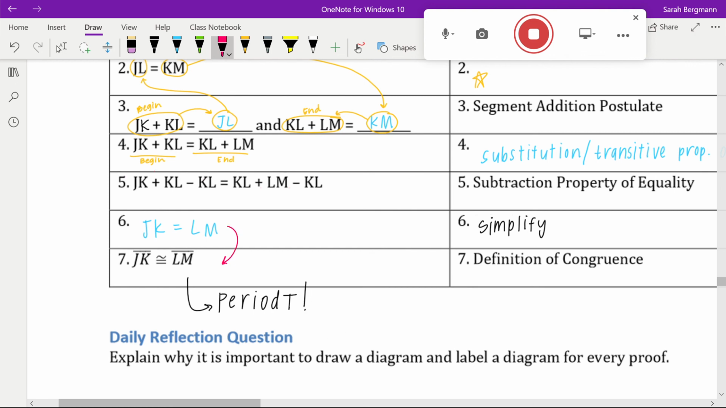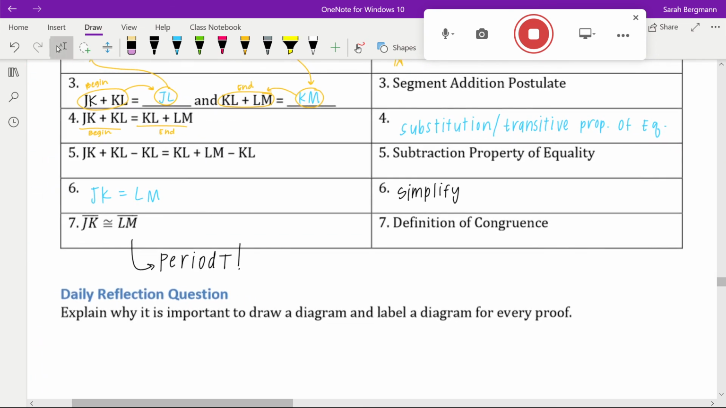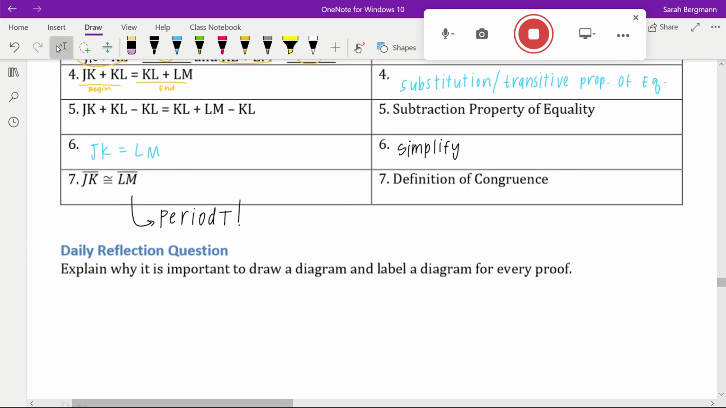Finally, you didn't have to do anything for this, but to move from step 6 to step 7, if two segments have the same length, they must be congruent segments by the definition of congruence. And end your proof however you'd like. In 7th Bell, they like to end their proof with period.